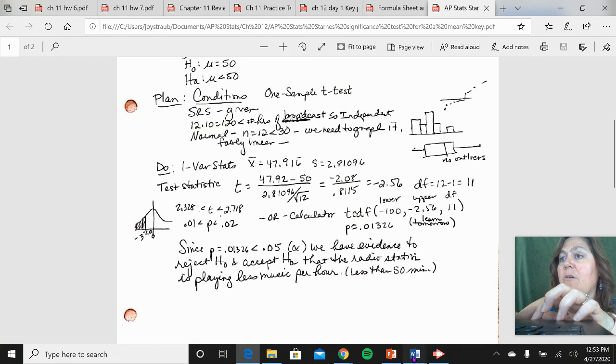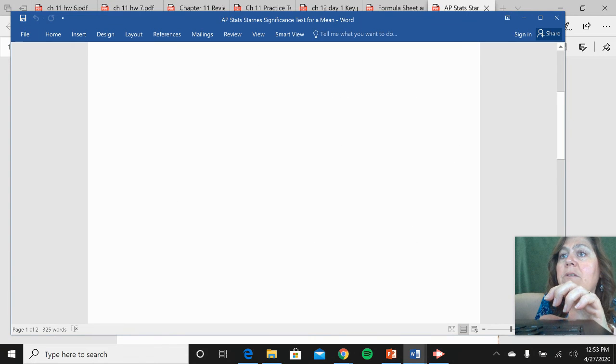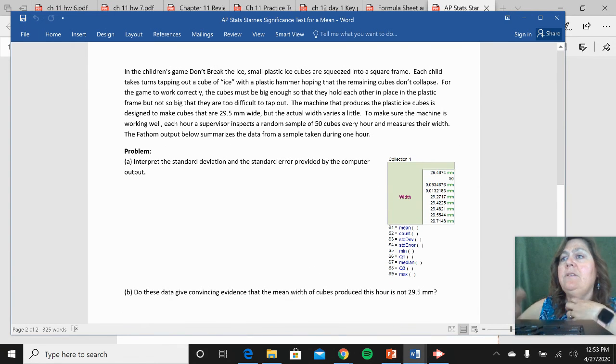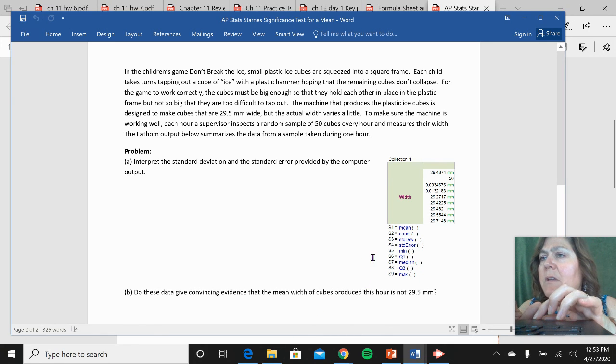Okay, so let's go back now to this worksheet, and you have the back side with an additional problem. And I really do want you to try this because with the COVID test, you're going to probably be given Minitab information. So here's your Minitab. This is children playing a game, Don't Break the Ice, and they give you the data already here, and it asks you to interpret the standard deviation, okay, where you can see that's here. S3 is the standard deviation versus the standard error, which is S4.